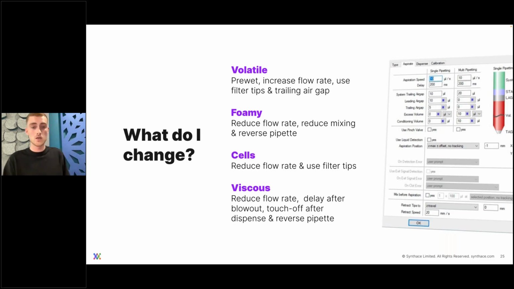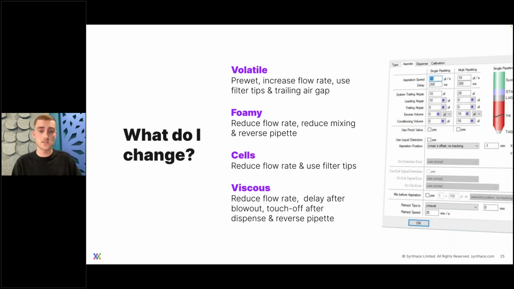For cells, the most important thing to do is reduce that flow rate, because we want to reduce and avoid shear stress when aspirating and dispensing the cells. And we need to be really careful about contamination of other samples, but also the head and channels of the device itself. Filter tips are really a must when you're doing cell work.